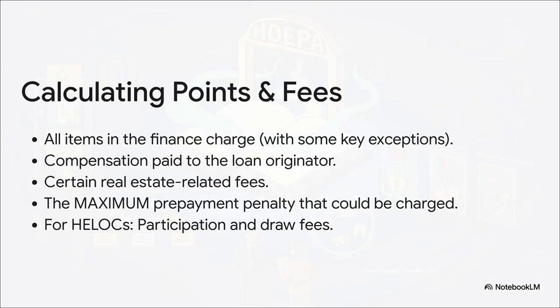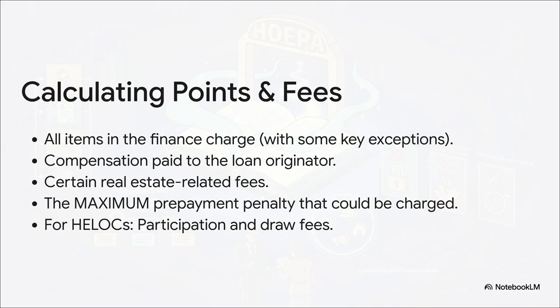Yeah, this calculation is way more than just discount points. You start with most of the items in the finance charge, sure, but then you have to add in the loan originator's compensation. That's a big one. You also have to include some real estate fees if they aren't legit third-party charges. But here's the craziest part, the real tripwire. You have to include the maximum possible prepayment penalty in your calculation, even if the borrower never actually pays it.